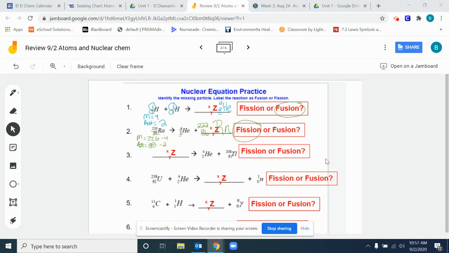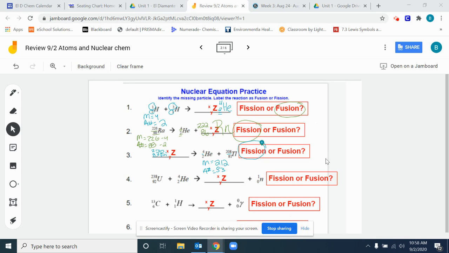All right, let's try another. So this time we're trying to find what the reactants are. So what's going in, we already know what's coming out. So the mass on this side, we have 4 plus 208 is going to give us 212. For the atomic number, or number of protons, we have 2 plus 81. It's going to give us 83. So if we have 212 and 83, 83 on the periodic table is going to be close to radon. It is bismuth, Bi. If we are going from a 1 to 2 again, that is going to be fission.